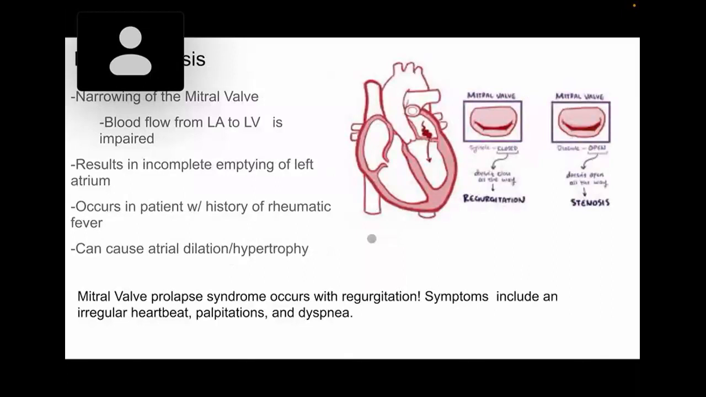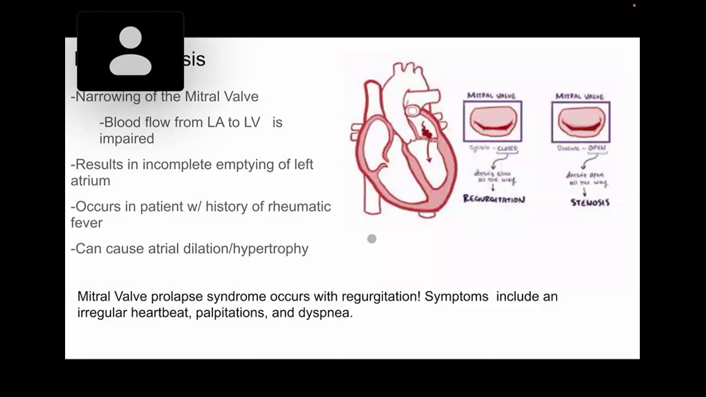All right, to focus on one of them, we're going to focus on mitral stenosis, just to reinforce the concept a little bit. Essentially, my valve is thick, stiff, and narrow, thus preventing blood flow. Specifically with mitral stenosis, I would note that patients that have had a history of rheumatic fever often will present with mitral valve stenosis. Mitral valve prolapse syndrome, on the other hand, occurs with regurgitation.